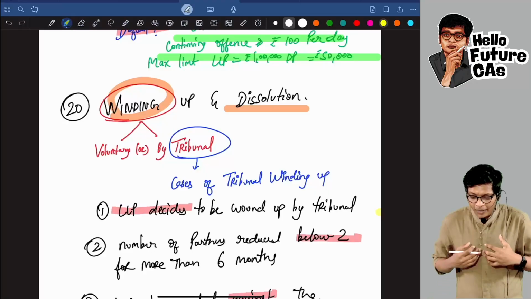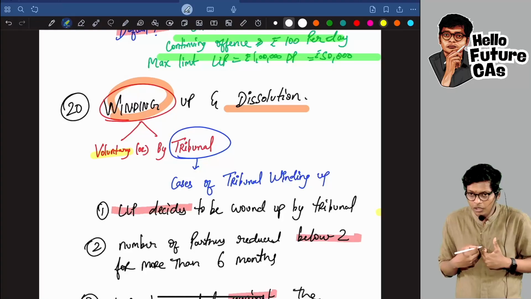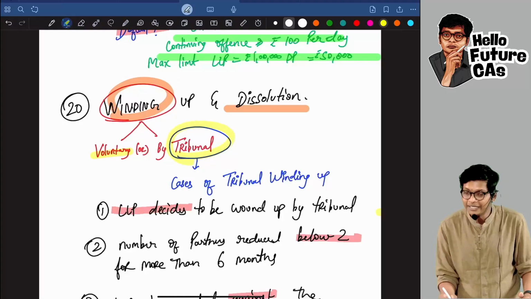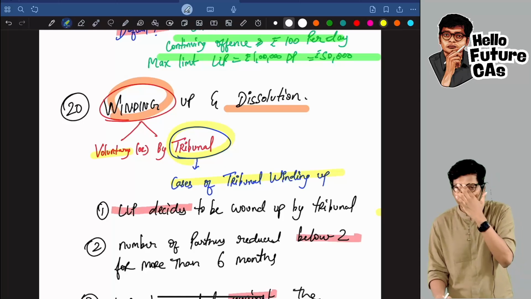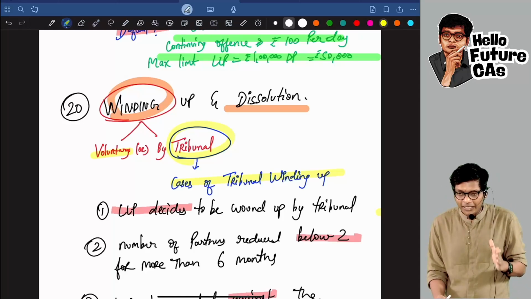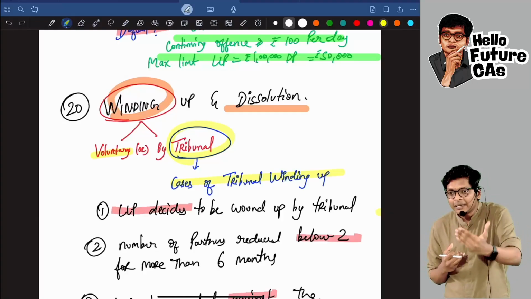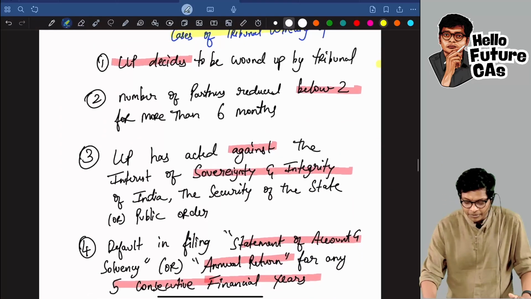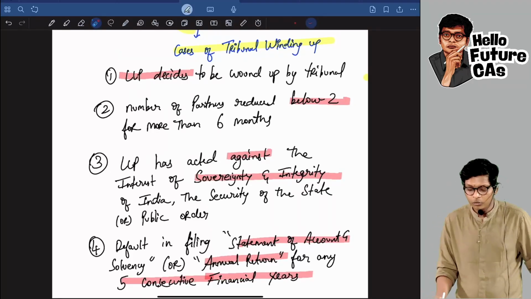Winding up can be done by the company voluntarily by itself, or they can go to the tribunal. If the tribunal is going to wind up, only then is the case very important. Many people make this mistake. Winding up and dissolution can be done by myself, or I can go to the tribunal. If the tribunal is winding up, then in what all cases can you go to the tribunal for winding up?